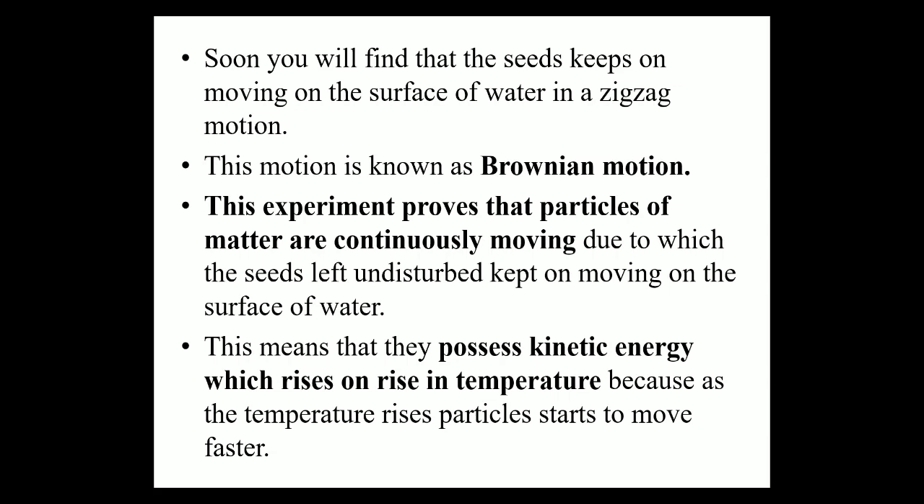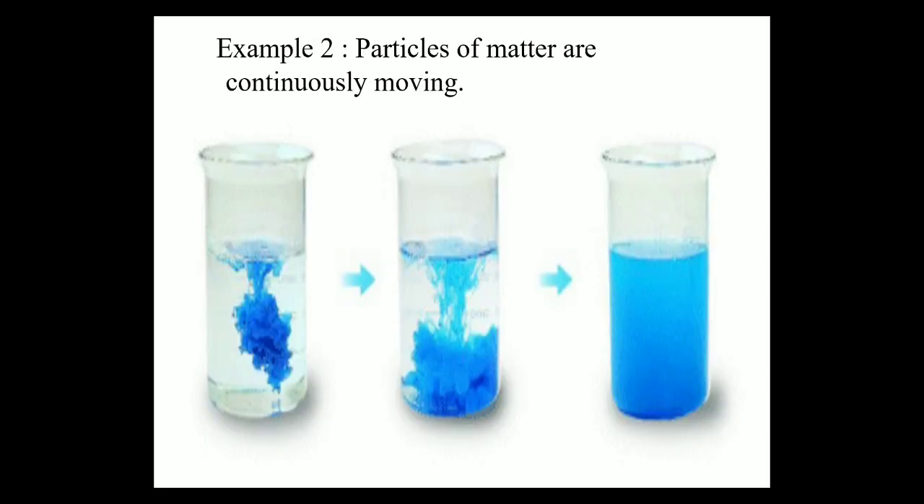When you increase the temperature, keep that beaker on the stove, and when you heat it, you will see that the particles start moving even faster. And when you decrease the temperature, you will see the particle movement also becomes slow. So this is also another example where we can understand that particles of matter are continuously moving.